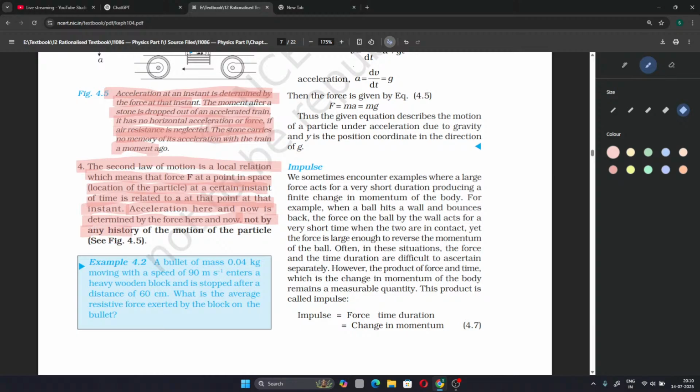It is not determined by any history of the motion of the particle. Basically, there is no history like, I was accelerating a few seconds ago, so now also I will accelerate. There is no such thing.